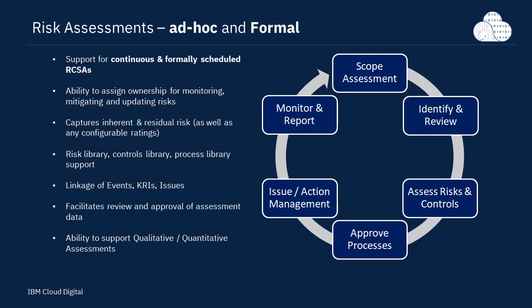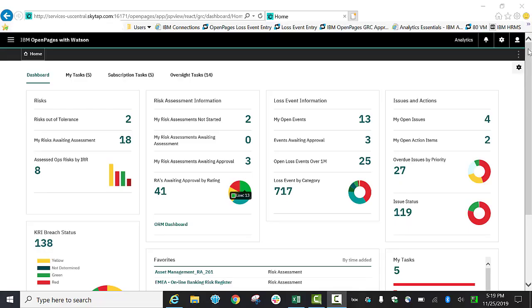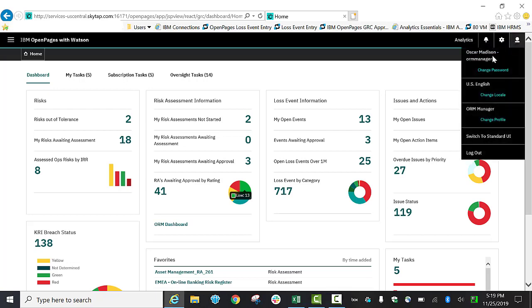The approach we're going to take today for this brief demonstration is the idea that in a given company, let's say Global Financial Services Online, there's a new online banking division with its respective business processes, in this case channel marketing and transaction services. And because it's a new line of business, an assessment needs to occur for all of these processes, risks, and their mitigating controls. So it'll be a formal, scheduled risk assessment, and we'll see how that can be facilitated in the solution with the following demonstration. We'll start as the ORM manager, Oscar Madison.